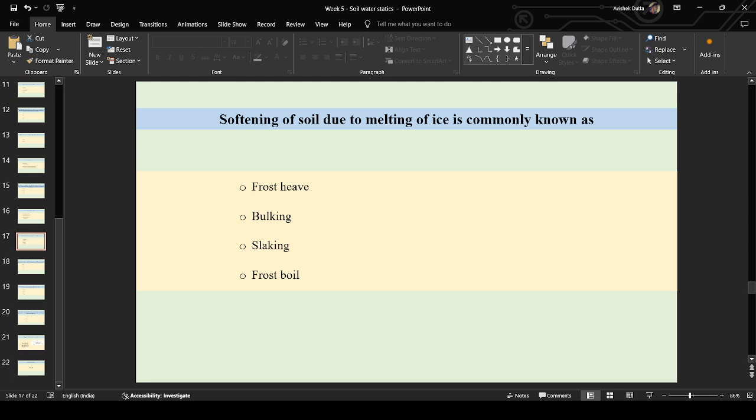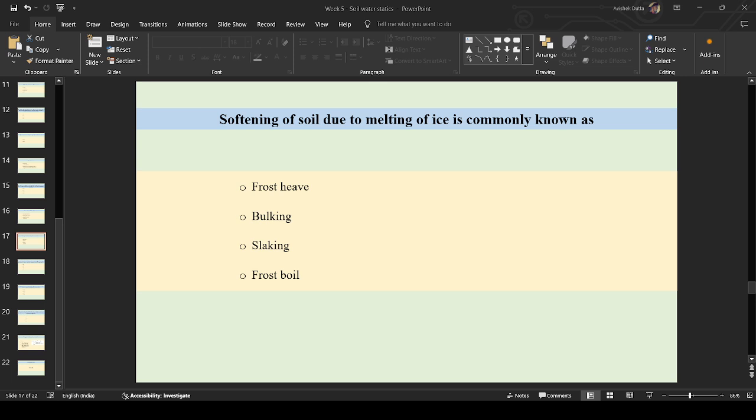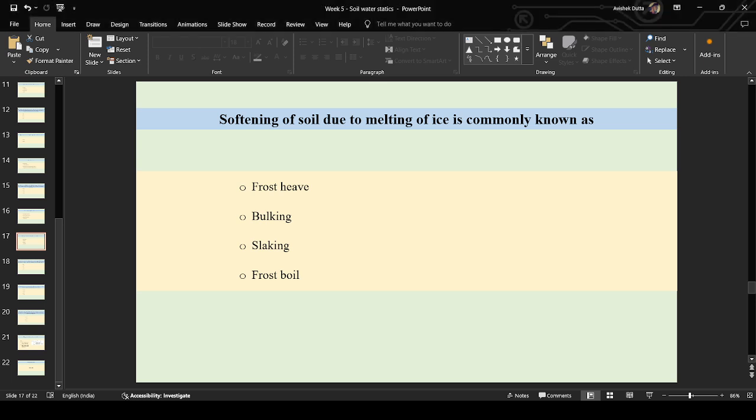I repeat, softening of soil due to melting of ice is commonly known as. I'm talking about the capillary fringe, where it mainly occurs, where it can be generally seen. The options are frost heave, bulking, slaking, or frost boil. Okay, so next question.